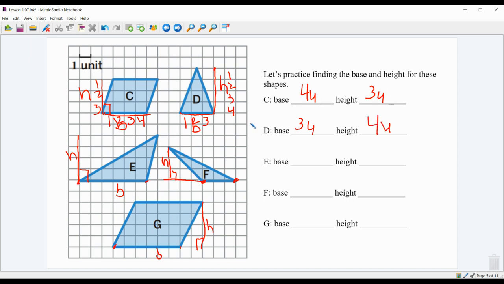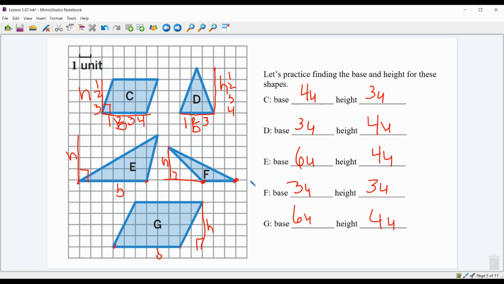Ooh, you're kind of noticing that they have the same dimensions for base and height. Okay, so try these for E and F. I'm going to give you the answers. You could pause the video and check it. 6 units, and then I got 4 units, and then 3 units, 3 units, 6 units, and 4 units.